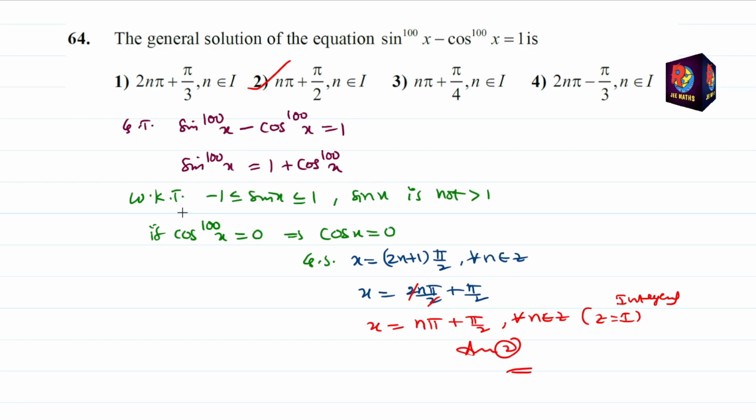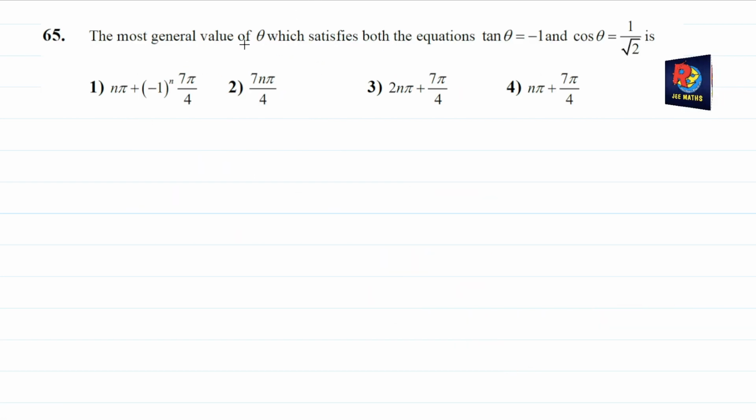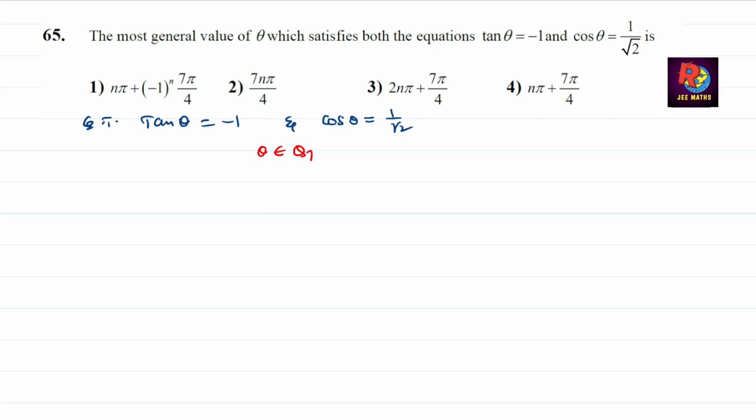Like this way we can do. Next one. In this question, you can observe this. There are two values given. Now we can observe this better, given that tan theta value equals minus 1 and cos theta value equals 1 by root 2. If you observe these two values, tan is negative, cos is positive. Theta value should compulsorily be in fourth quadrant. Q4 only it is possible.